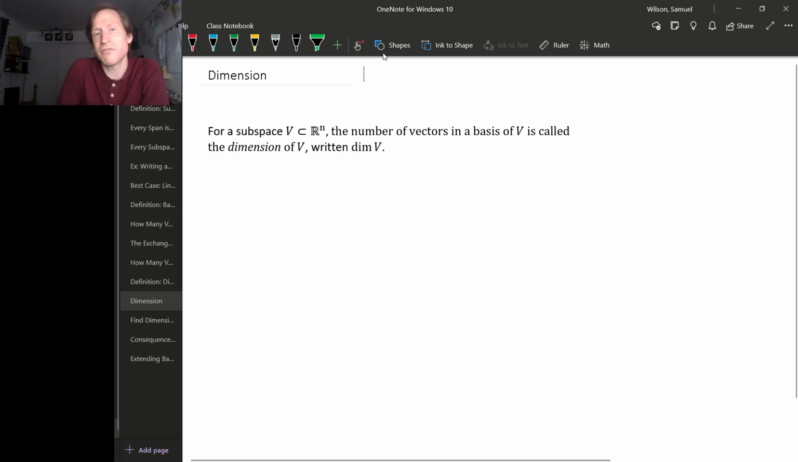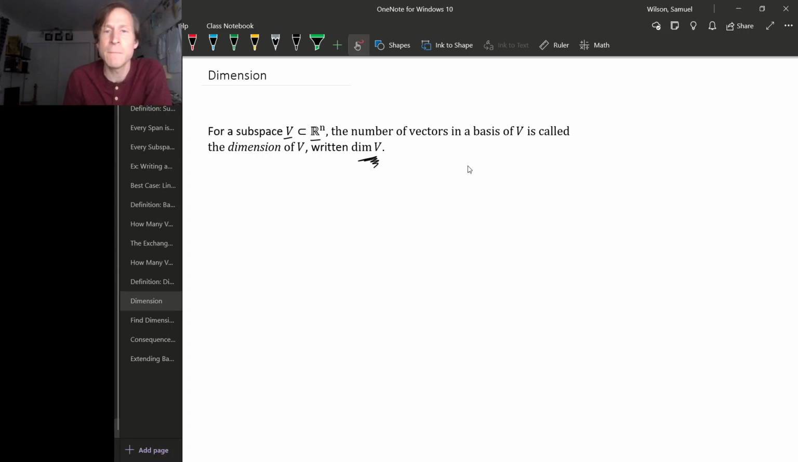So we've made this definition of the dimension of a vector space. If we have a subspace V in Rn, then the number of vectors in a basis for V is called the dimension of V, and it's written dim V like this. And this makes sense because no matter which basis for V you choose, the number of vectors in it is always the same. The vectors themselves might be different depending on the basis you choose, but the number of vectors is always the same, and that's what we call the dimension.